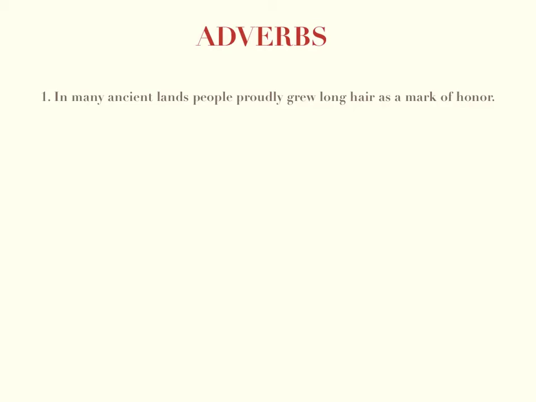All right, good. If you identified proudly as the adverb in this sentence, then you are correct. And the word that the adverb, proudly, is modifying is grew. Grew is a verb in this sentence. So it's answering that question, how. How did they grow their long hair? They grew it proudly. But while we're with this sentence, let's take a look at another word, ancient and long.